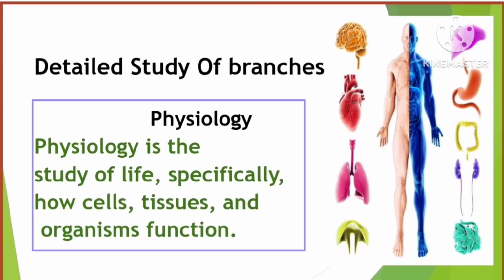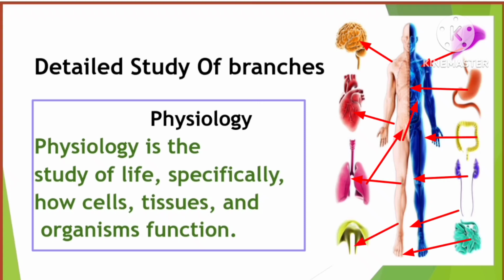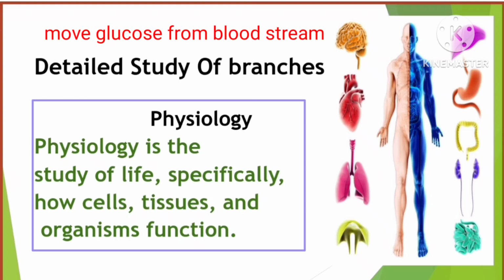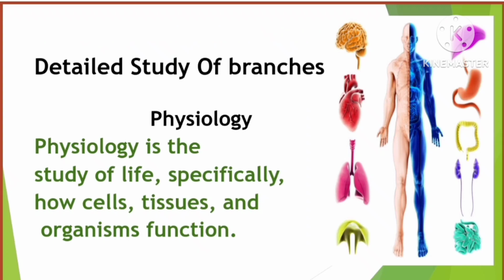The next branch is physiology. Physiology is the study of life, especially how cells, tissues and organisms function. Every organ of an organism, like heart, eye, hands, stomach, liver, lungs, has a different function. Similarly, chemicals are also present in our body, like insulin, which is a hormone. Insulin's main job is to move glucose from our bloodstream into body cells to make energy.